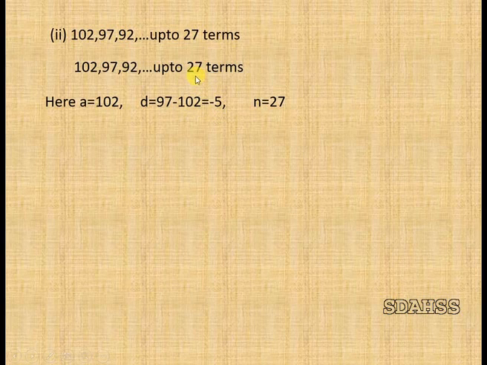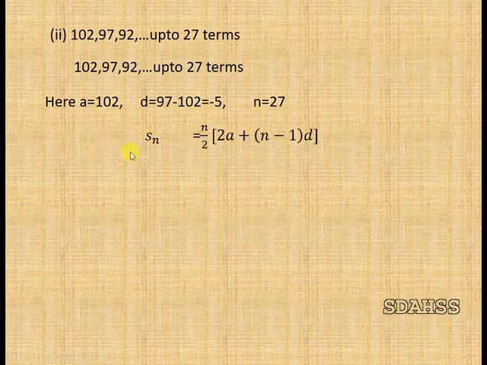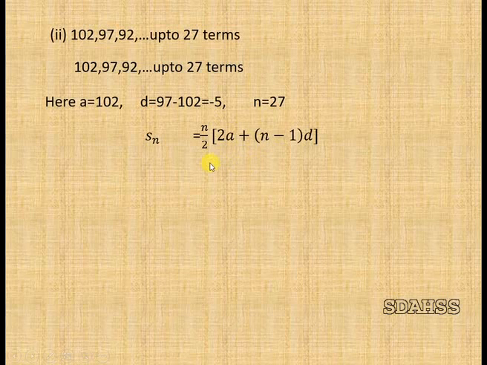Then the number of terms is 27. n is equal to 27. Then Sn is equal to n by 2 into 2a plus n minus 1 into d. Substitute all the values in the formula.